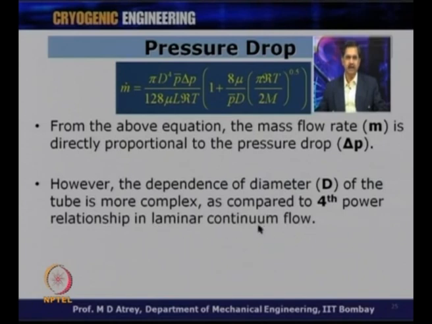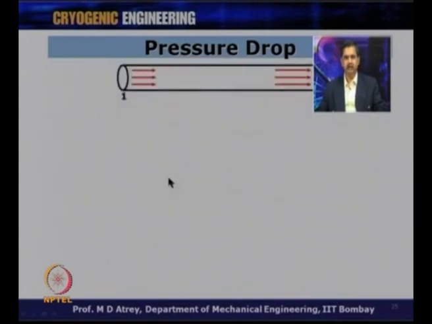So, earlier we had m dot directly proportional to d to the power 4. In this case, we got a complex relationship with diameter, because diameter appears in the finite velocity term in the denominator, while in the continuum region it was appearing in the numerator only. So, you can see the change that has occurred because we shifted from a continuum region to a mixed flow regime, or the Knudsen number between 0.01 and 0.3.